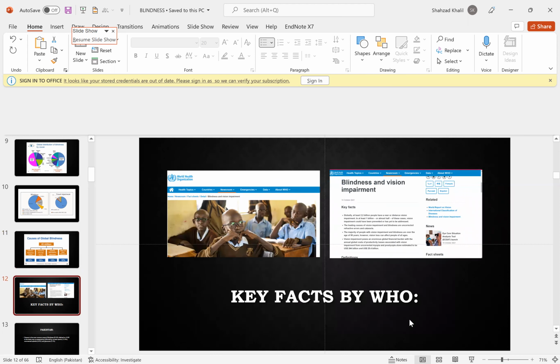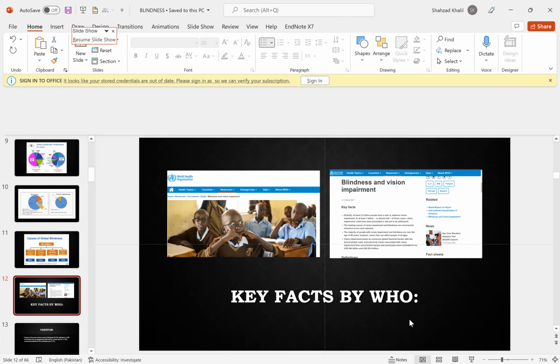These are the key facts by the WHO. It said globally at least 2.2 billion people have a near or distance vision impairment. In at least 1 billion, or almost half of these cases, vision impairment could have been prevented or has yet to be addressed. The leading causes of vision impairment and blindness are uncorrected refractive errors and cataracts.